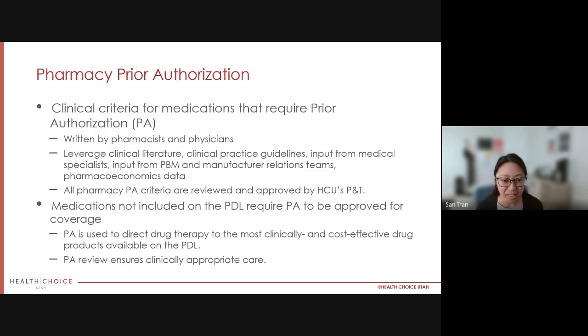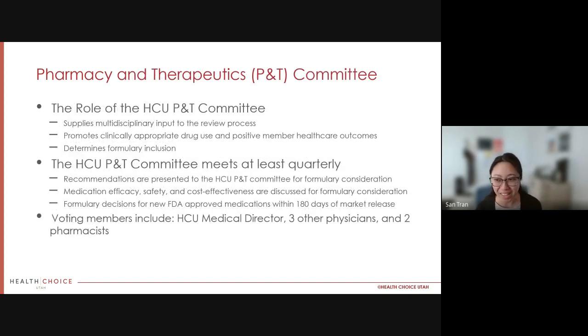Right, and last slide for me. Perfect, thank you. For our P&T committee, they are responsible for providing multidisciplinary input for review. They also promote appropriate drug use and positive member healthcare outcomes. And they also make decisions to determine formulary inclusion. The committee meets at least quarterly, and recommendations are presented to the committee, and the committee then reviews and considers those recommendations for formulary consideration.